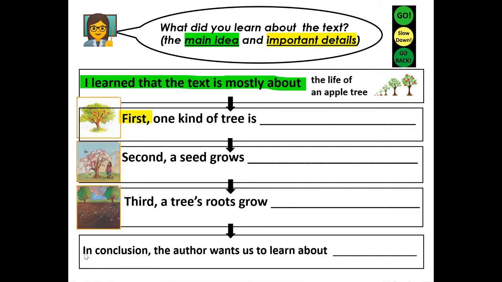First, look closely at the picture. First, one kind of tree is. So say your sentence out loud, push pause, and then write your sentence. And when you're finished writing your first yellow sentence, push play.